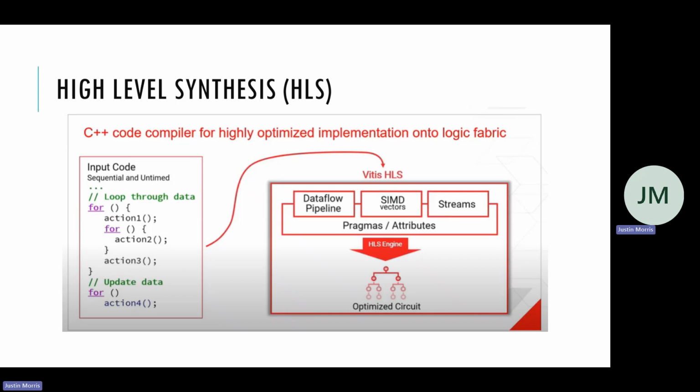Okay? So what high-level synthesis is, it's a code compiler that uses C++ code, structural C++ code as input, and it gives you VHDL on output. So rather than going through the process of coding your data path, your control, all of that, you give it the C code, and it gives you the FPGA code.